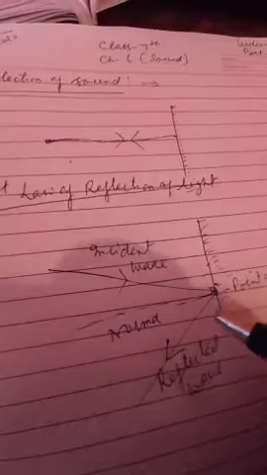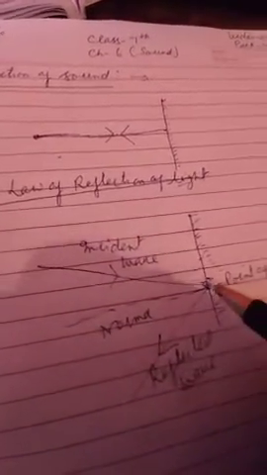So the first law is that the incident wave, the reflected wave and the normal all lie on the same plane. This is the first law of reflection. Once again, the first law is that the incident wave, the reflected wave and the normal lie in the same plane.